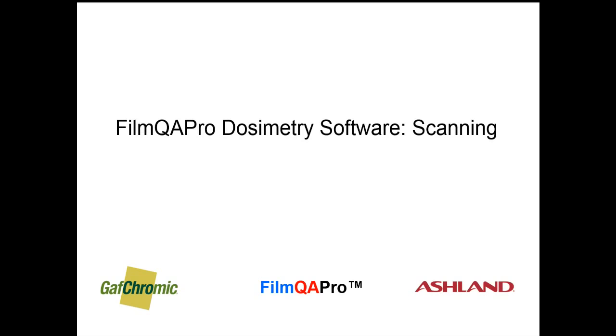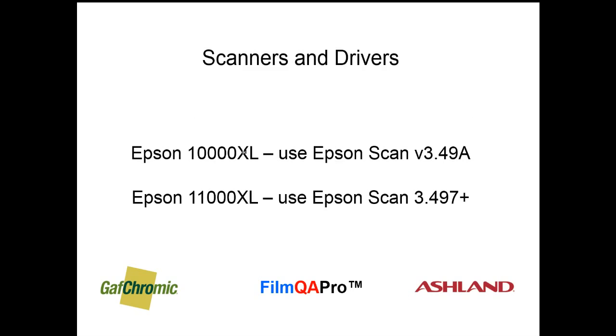However, it's not advisable to use reflection scanning with EBT2 and EBT3 films exposed to doses of more than about 5 gray, since the signal becomes dominated by reflection from the front surface of the film. The 10000 XL and the 11000 XL are the two scanners we recommend for radiochromic film dosimetry. Use them together with the Epson Scan software, version 3.49A with the 10000 XL and version 3.497 Plus with the 11000 XL.